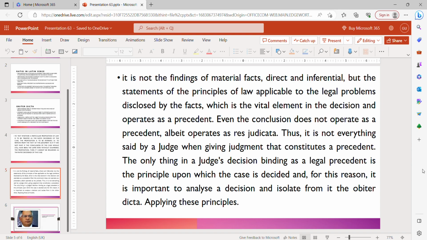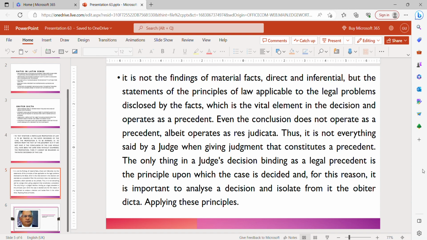It is not the findings of material facts, direct and inferential, but the statements of the principles of law applicable to legal problems disclosed by facts, which is the vital element in the decision and operates as a precedent. Even the conclusion does not operate as a precedent, albeit it operates as res judicata. Thus, it is not everything said by a judge when giving judgment that constitutes a precedent.